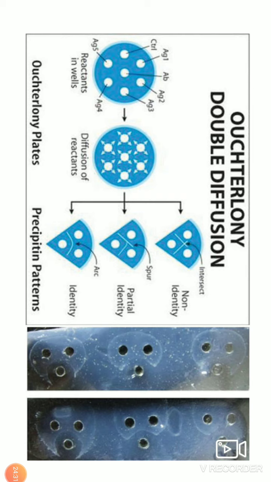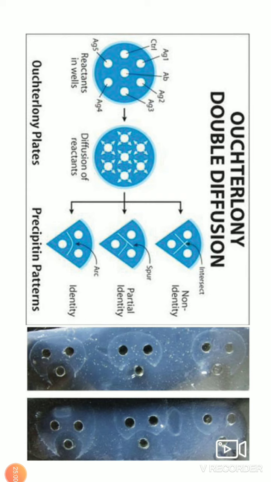So in this test, an antigen solution or sample extract of interest is placed in wells bored on gel plates, while sera or purified antibody are placed in other remaining wells. On incubation, both the antigens in the solution and the antibodies each diffuse out of their respective wells.